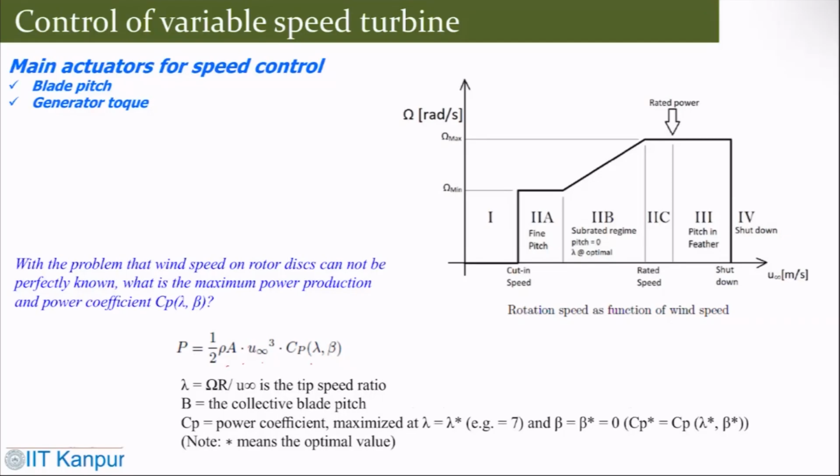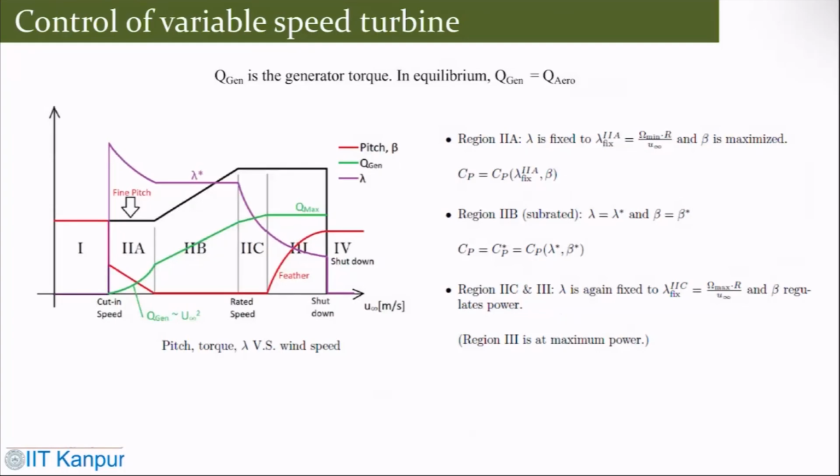And then what we can find out is that Q generator, the generator torque, is in equilibrium with the aerodynamic torque. Then region 2A, where lambda is fixed, so beta is maximized, and CP could be a function of this. In region 2B, which is subrated, lambda is lambda star, beta is beta star, CP is CP star. In region 2C and 3, lambda is again fixed, and beta regulates power, which is the maximum power. So this is how you can get some kind of control.